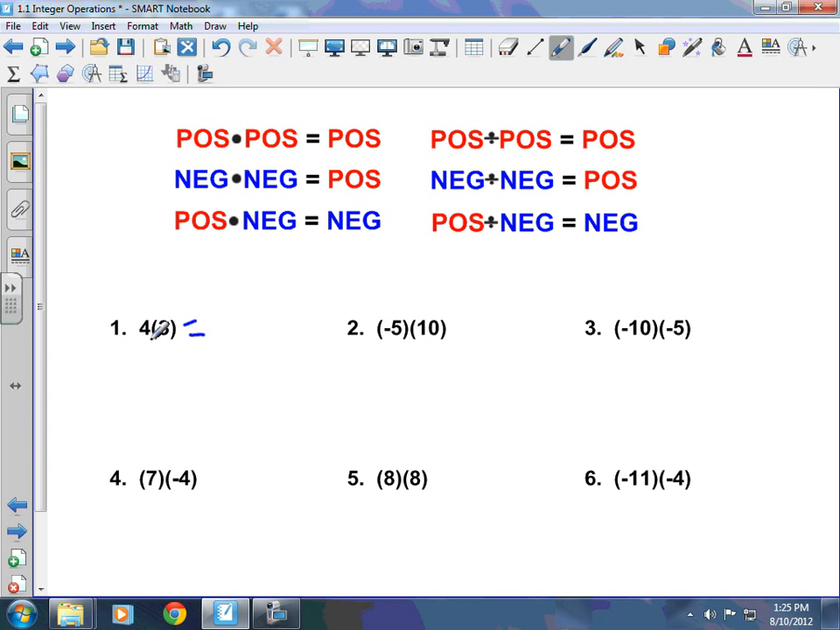My 2 numbers here, are these both positive or both negative? That's right, they're both positive, so my answer is going to be positive. 4 times 3 is 12, I circle my answer.